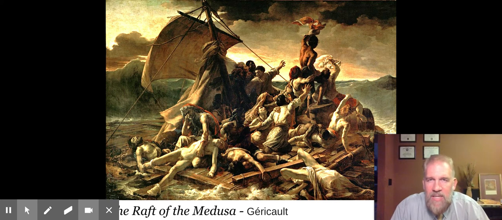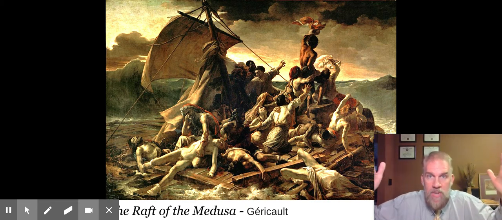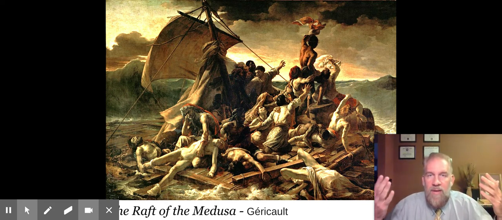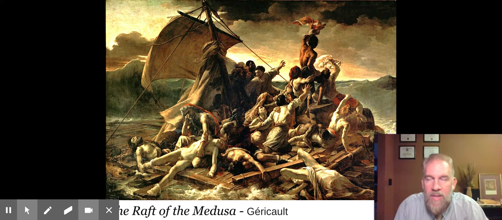He invests himself wholeheartedly into this painting for a year, painting this ginormous canvas that he wants to be his masterpiece, the piece that when people look at it, they will say, that is a work by Géricault. That's amazing. How did he even do that? I can't imagine it.